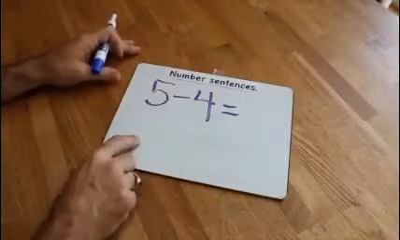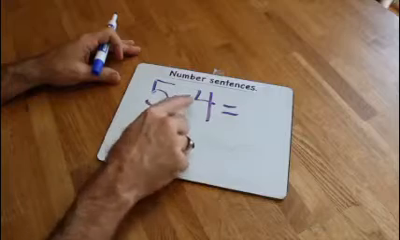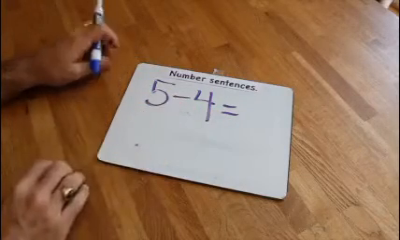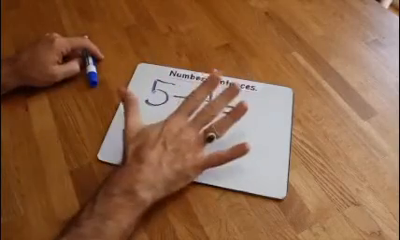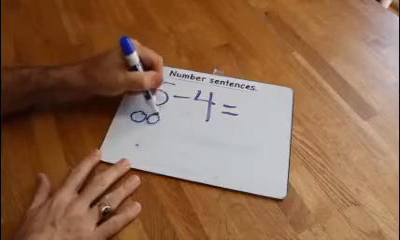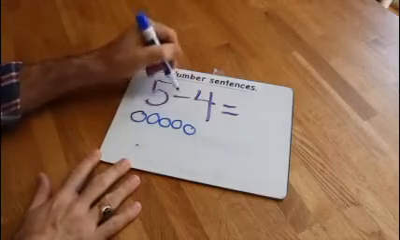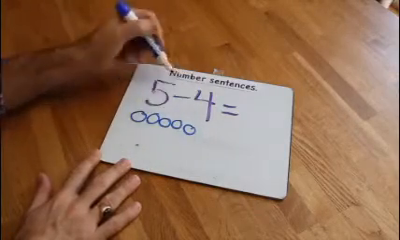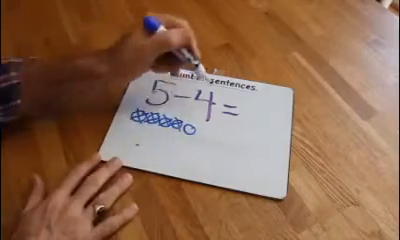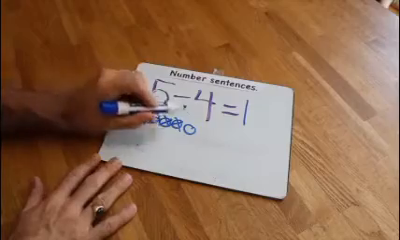Number sentences. 5 minus 4 equals. Remember that symbol. Mental math, fingers, or pictures. Starting with our 5. 1, 2, 3, 4, 5. Minus means to take away. How many? 4. 1, 2, 3, 4. How many are left? 1. 5 minus 4 equals 1.